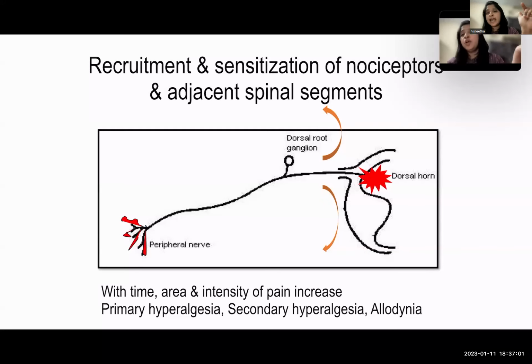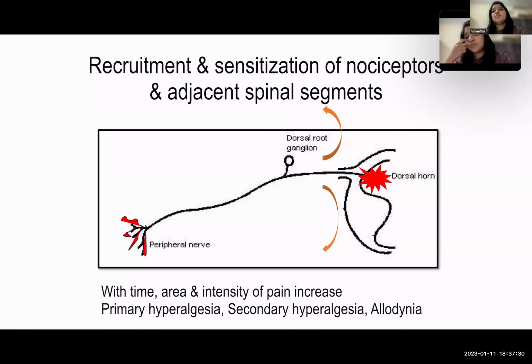Now, what happens in the dorsal horn? What happens in the dorsal horn is when the incoming signals from the peripheral nerve increase, some changes happen in the dorsal horn. You might have heard about NMDA receptors and all those things. So some changes happen in the dorsal horn, and ultimately what happens is known as the wind-up phenomenon or neuroplasticity.